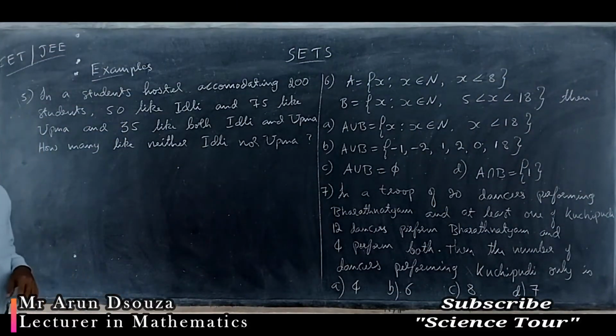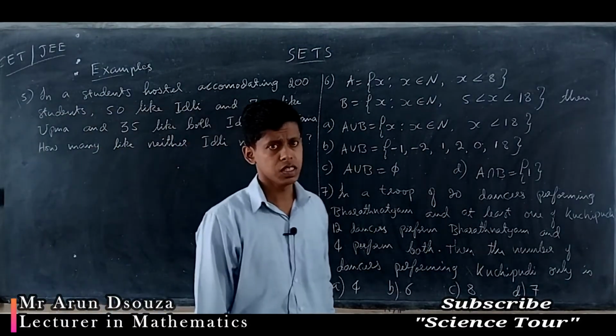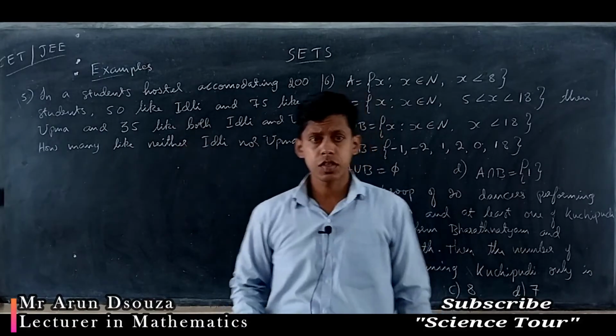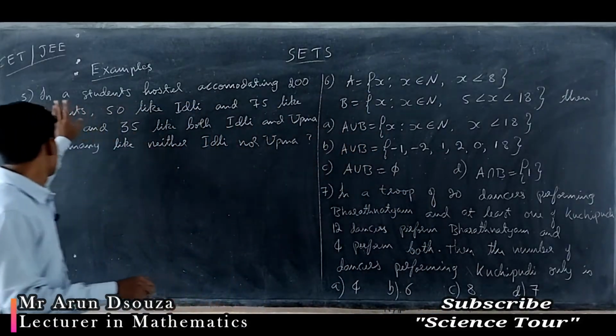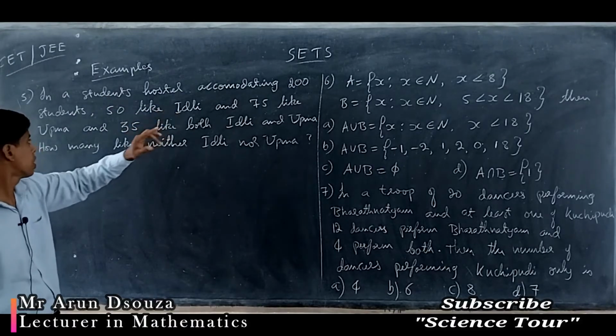We will discuss some of the examples from this chapter. The 5th example is: a student's hostel accommodating 200 students.